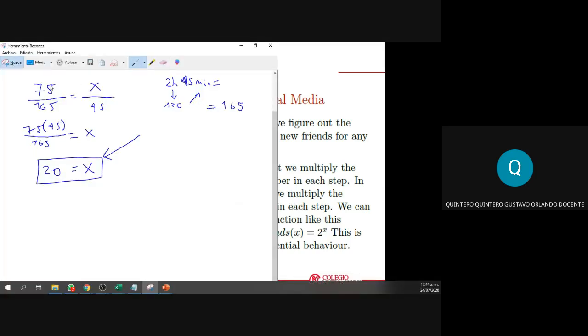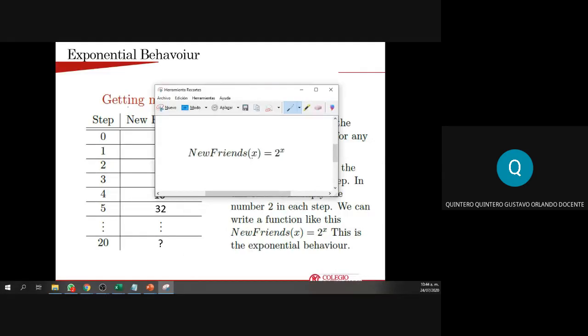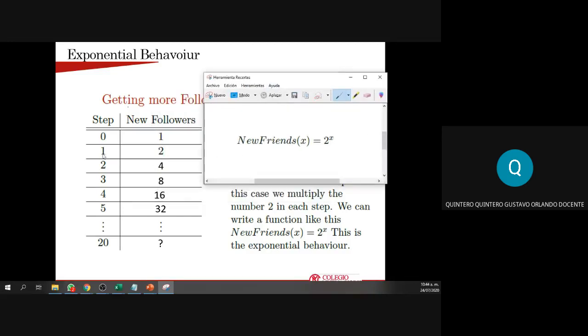This is going to be our new function. New friends equals 2^x. Look at this. If I replace x with the number 1, so x equals 1, how much is new friends?